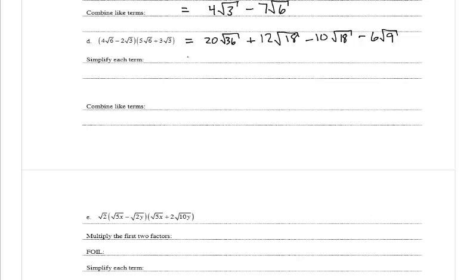And now we want to simplify each term. The square root of 36 is 6. 6 times 20 is 120. Plus, the square root of 18 can be the square root of 9 times the square root of 2, and the square root of 9 is 3. 3 times 12 is 36 times the square root of 2 minus, we have the square root of 18 again, so the square root of 9 times the square root of 2. Square root of 9 is 3. 3 times 10 is 30 times the square root of 2 minus, the square root of 9 is 3. 3 times 6 is 18.